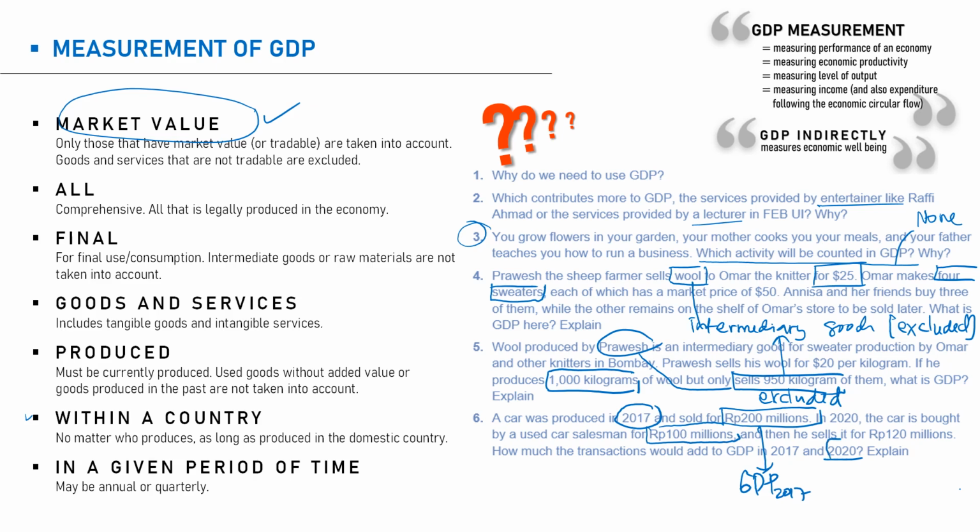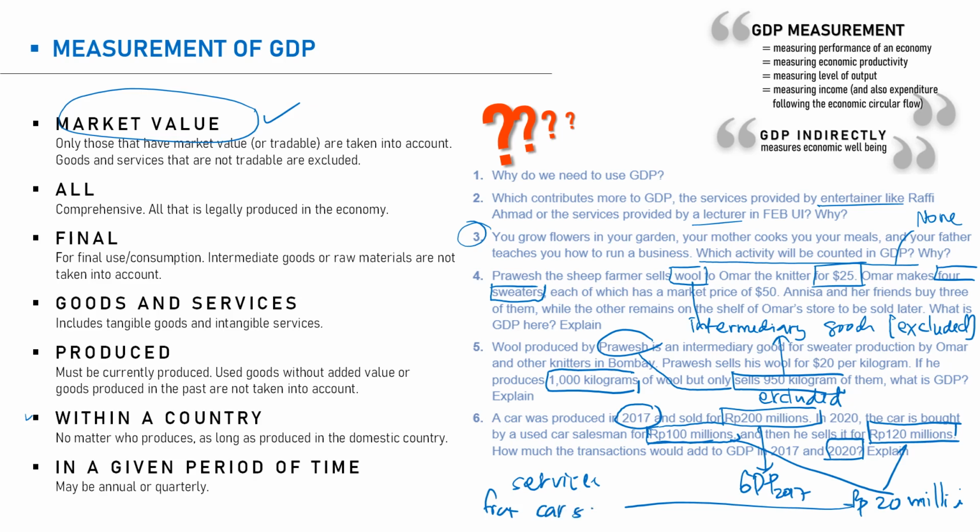Okay, so what is recorded in 2020 is, look at this, the difference between the selling value of the used car and the purchasing value. So we have this difference of 20 million rupiah for this used car. It indicates the value of services provided by the car salesman, his success in adding value to the used car from 100 to 120 million. This 20 million is what will be included in GDP 2020.